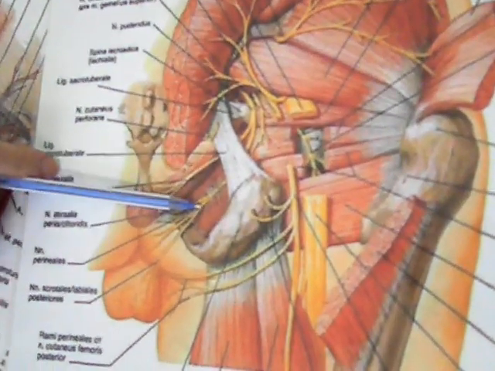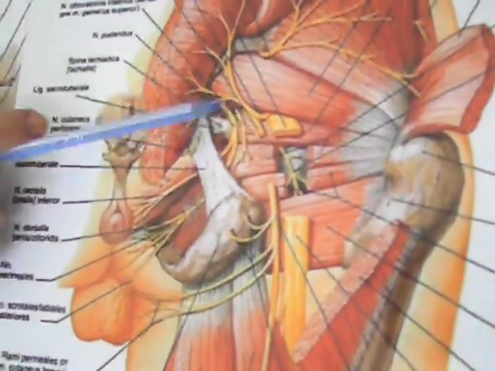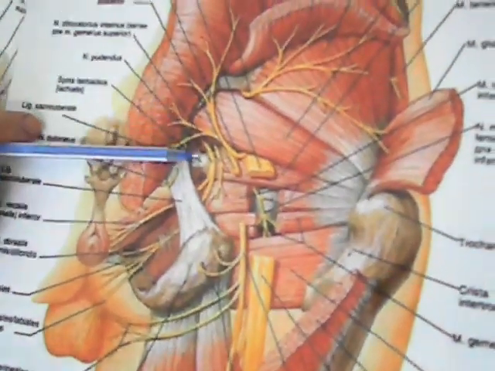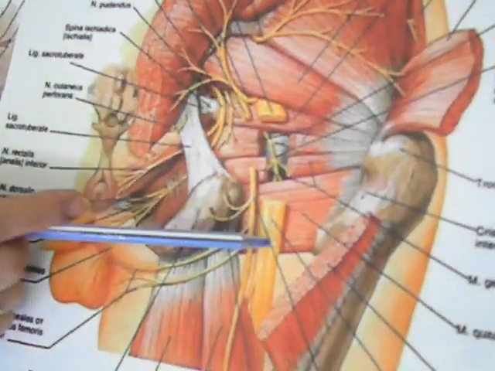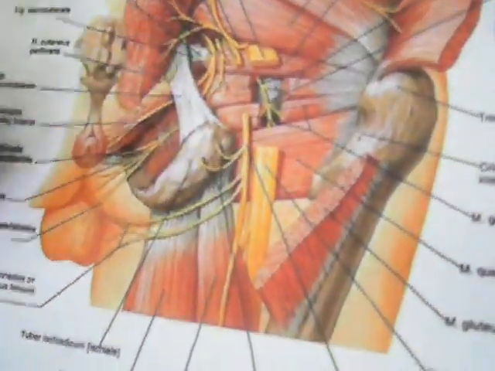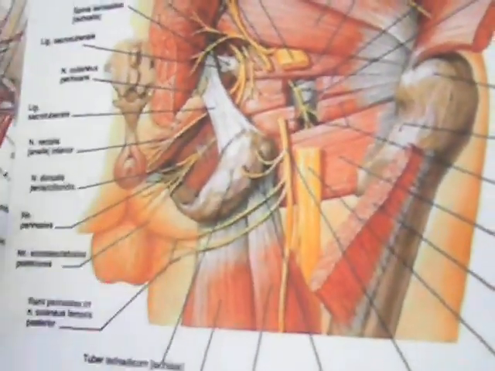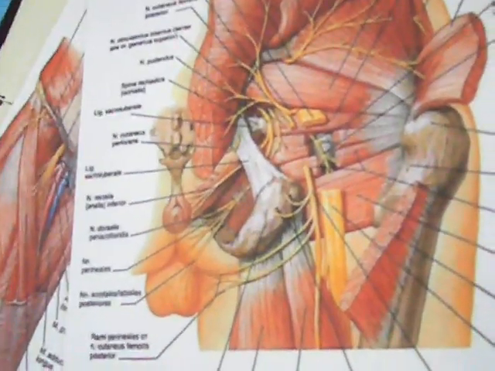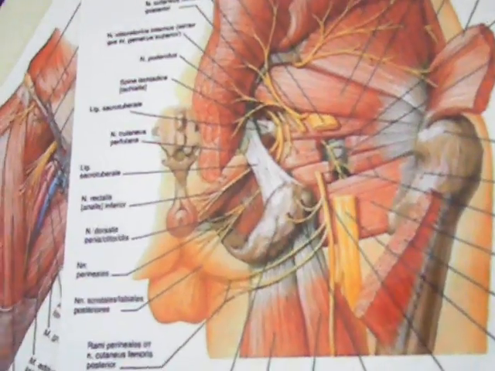Please, pudendal nerve. First it leaves the pelvic cavity through the infrapiriform foramen. Next goes back to the pelvic cavity through the lesser sciatic foramen. Next, last, sciatic nerve. Sciatic nerve innervates muscles of the posterior group of the thigh. Next, sciatic nerve, very good, you can see here.